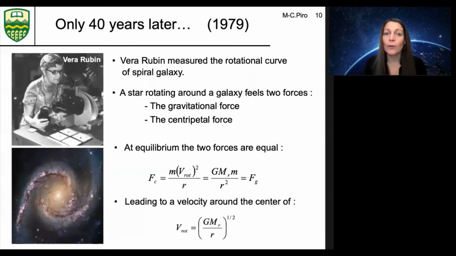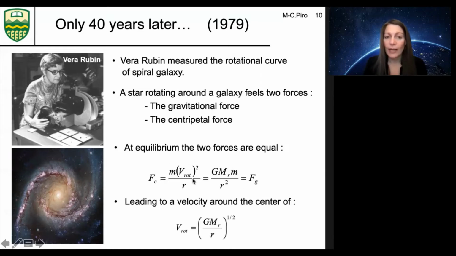an astronomer who measured the rotational curves of spiral galaxies. So she was studying this spiral galaxy here. And in the spiral galaxy, a star rotating around the galaxy feels two forces. It feels the gravitational force that binds everything together, and it also feels the centripetal force because the spiral galaxy is turning. At the equilibrium, the two forces are equal. So we have the centripetal force here, and here we have the gravitational force.